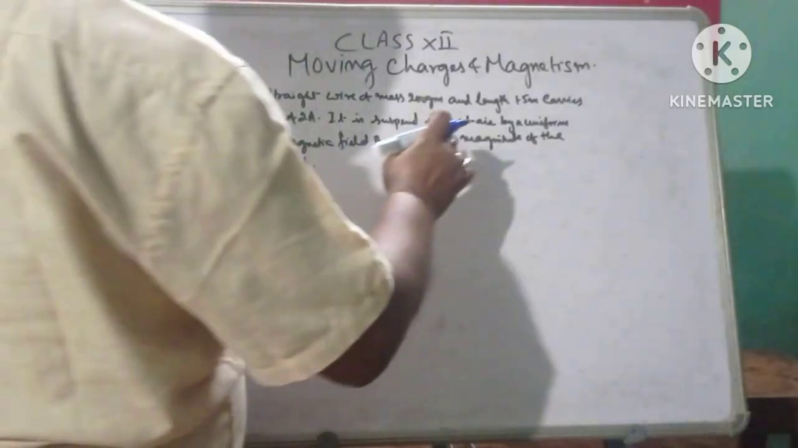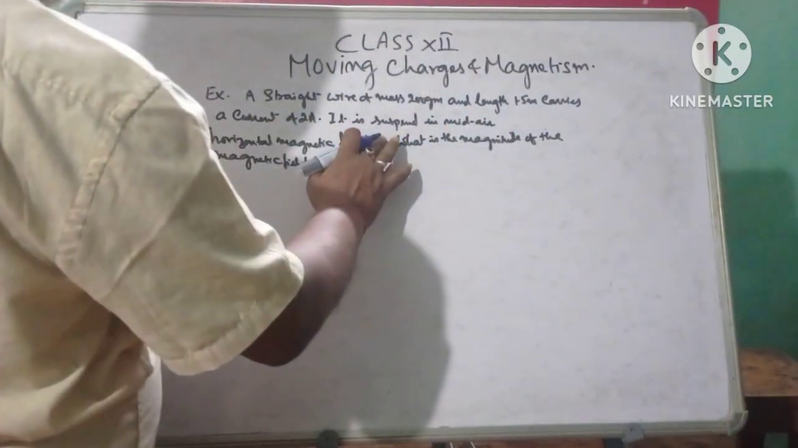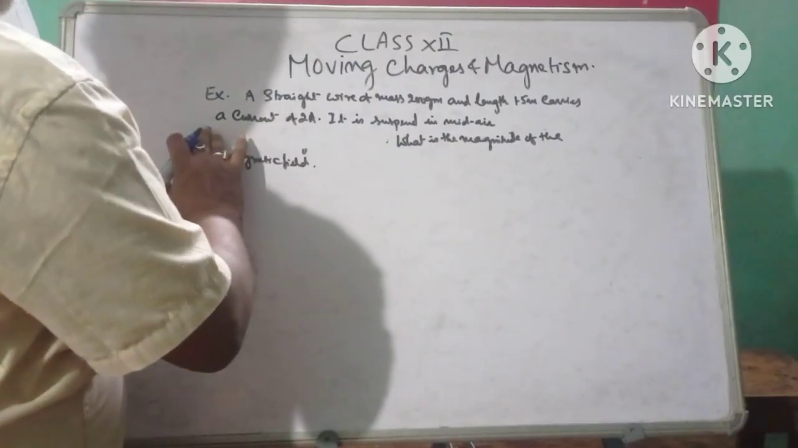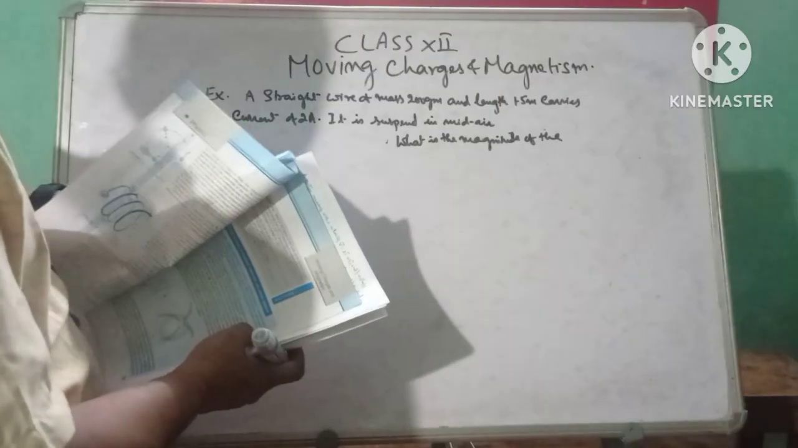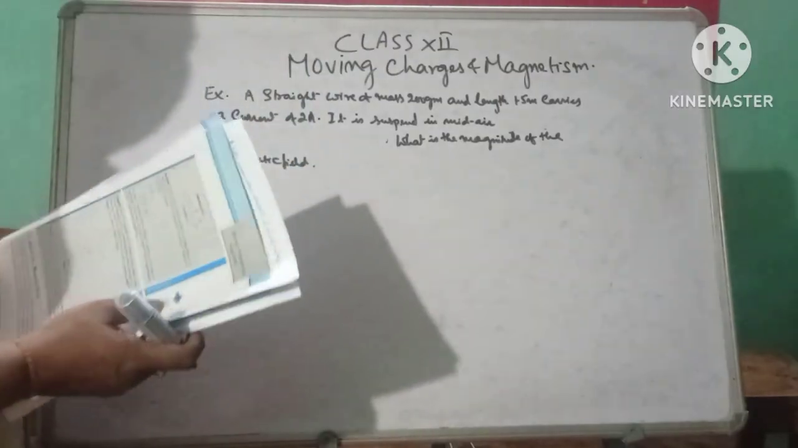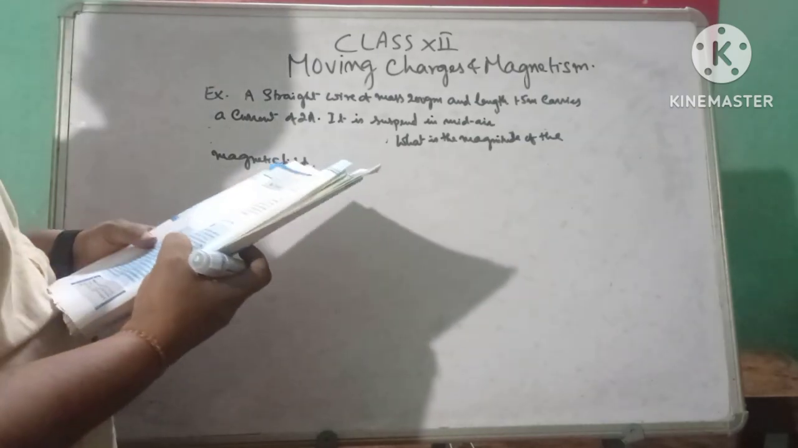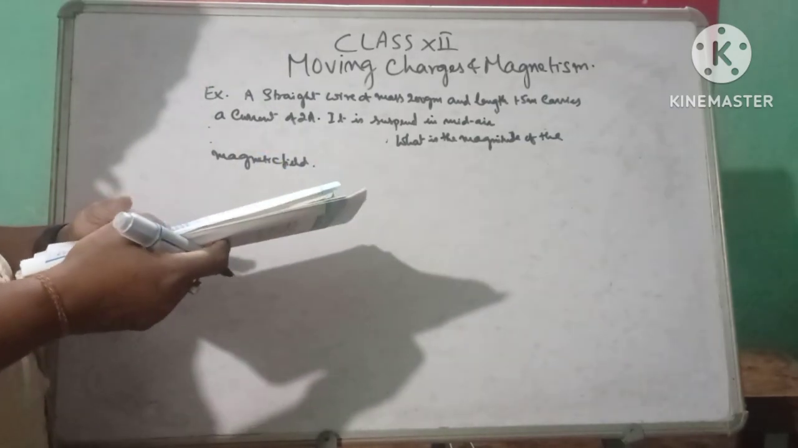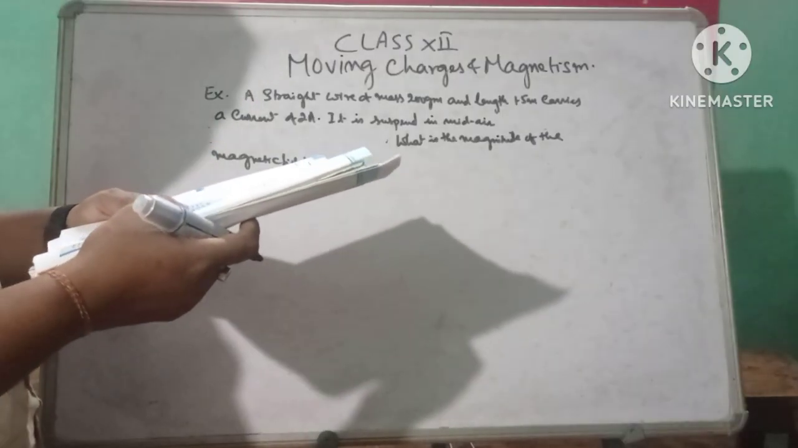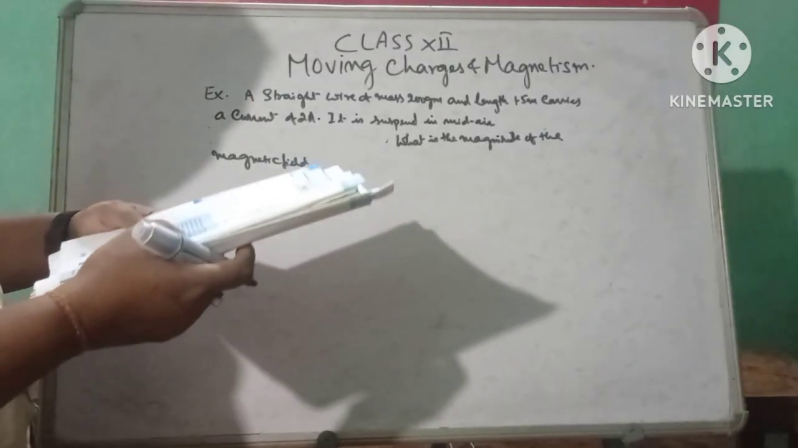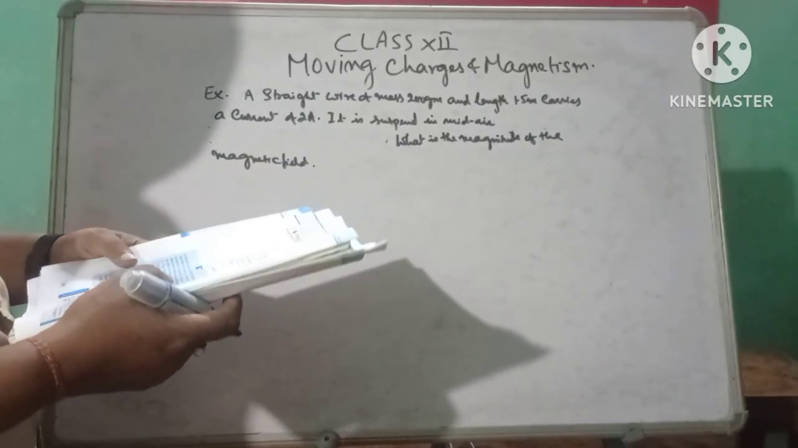Let me remove this. It is suspended in mid-air by a uniform horizontal magnetic field. The sense is something else. A straight wire of mass 200 gram and length 1.5 meter carries a current of 2 ampere. It is suspended in mid-air. Let us take this, because here it is the question. It is suspended in mid-air by a uniform horizontal magnetic field. What is the magnitude of the magnetic field?